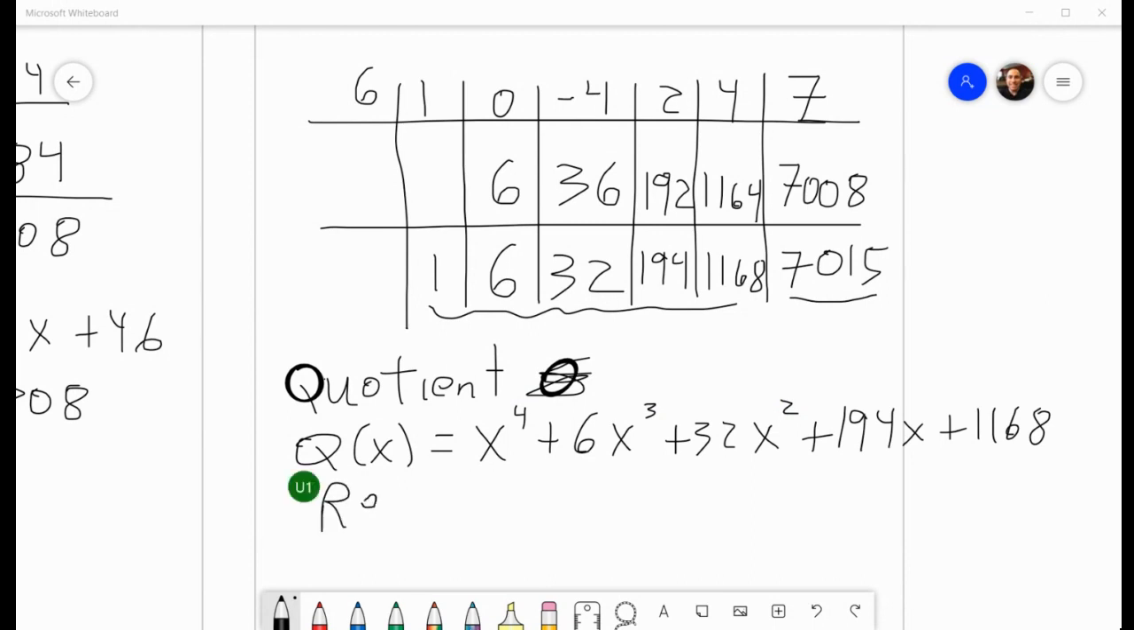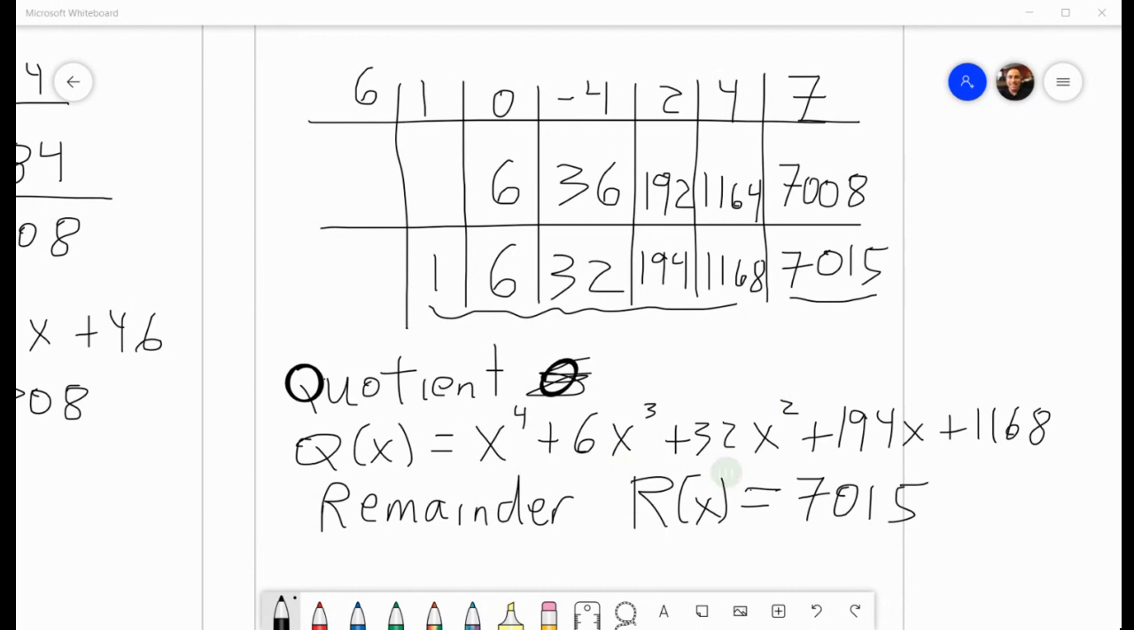The remainder R of x is this number, 7,015. Okay? So that's what happens in this example. Again, it was another synthetic division. Are there any questions on this? Okay. So I'm going to move on to the next one.